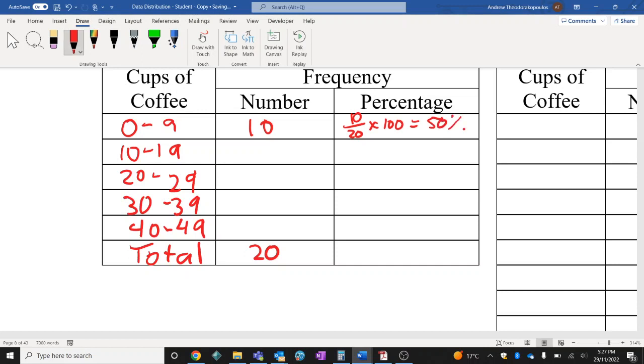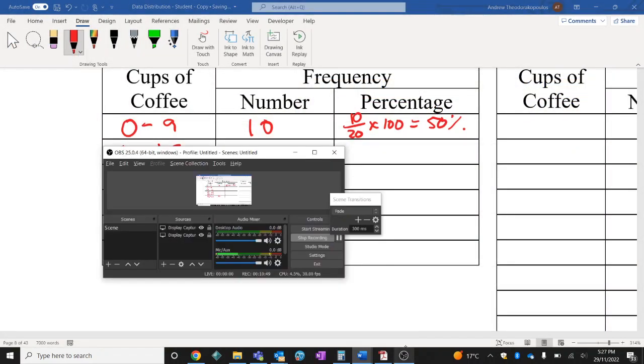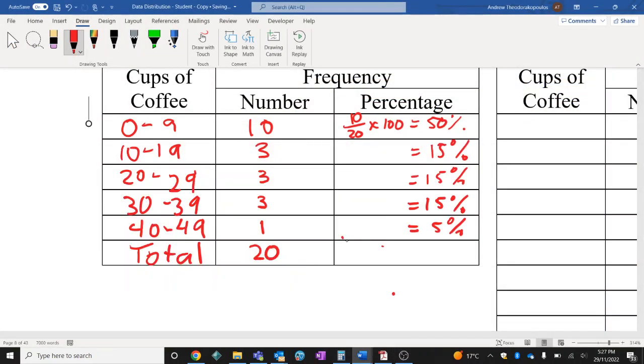I'll get you guys to pause me here and complete the rest of these notes. So counting the next group and so on. Okay, so now that you've unpaused me, hopefully you've got 10, 3, 3, 3, 1, and then your total is 20. Hopefully you got these percentages here. So before we put in the 100 in there, let's just double check to see if we're correct. 50, 65, 80, 95, and 100. Yep, cool.